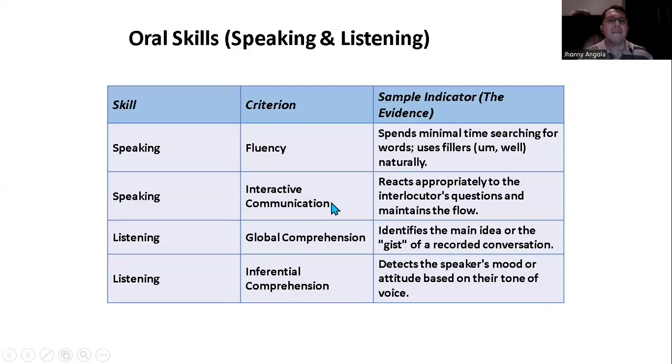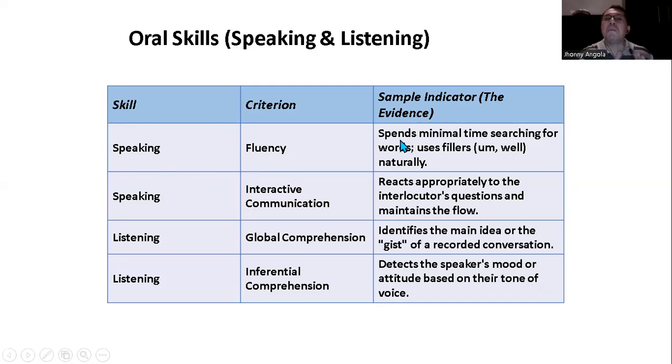This is what kind of criterion we use to evaluate a specific skill. This is an example of an indicator. Yes, this is the evidence. Okay, this is for speaking. For example, we are going to evaluate fluency. For speaking, we can also work with pronunciation, intonation, for example, grammar, yes, coherence, precision, accuracy, and others. But in this case, we are going to work just with fluency as a criterion.